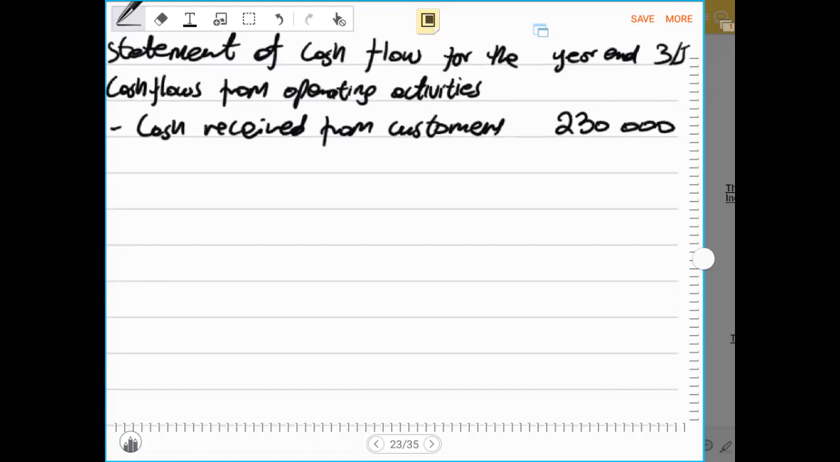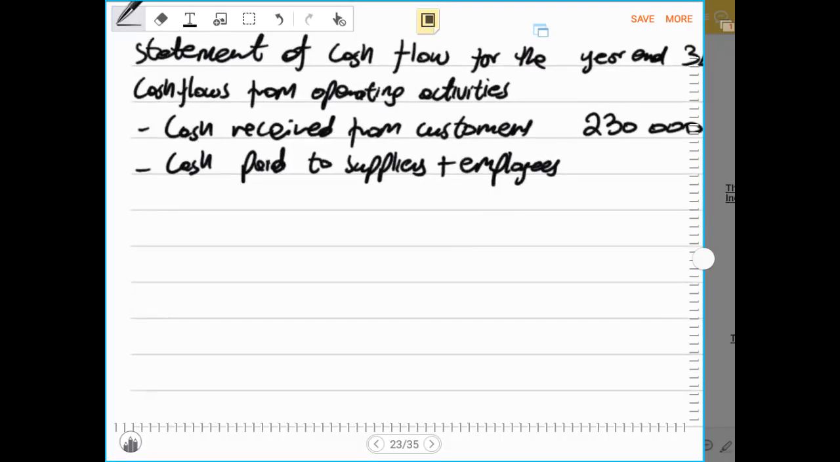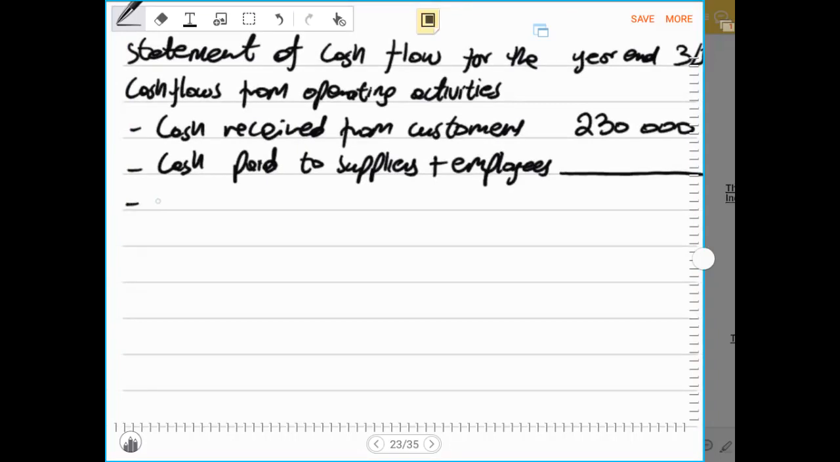230,000 rands will be the cash received from customers. The second part is cash paid to suppliers and employees. Then we normally leave this blank, and we'll strike the difference to determine this amount. Then we can just draw a line below that. After that we say cash generated from operations.